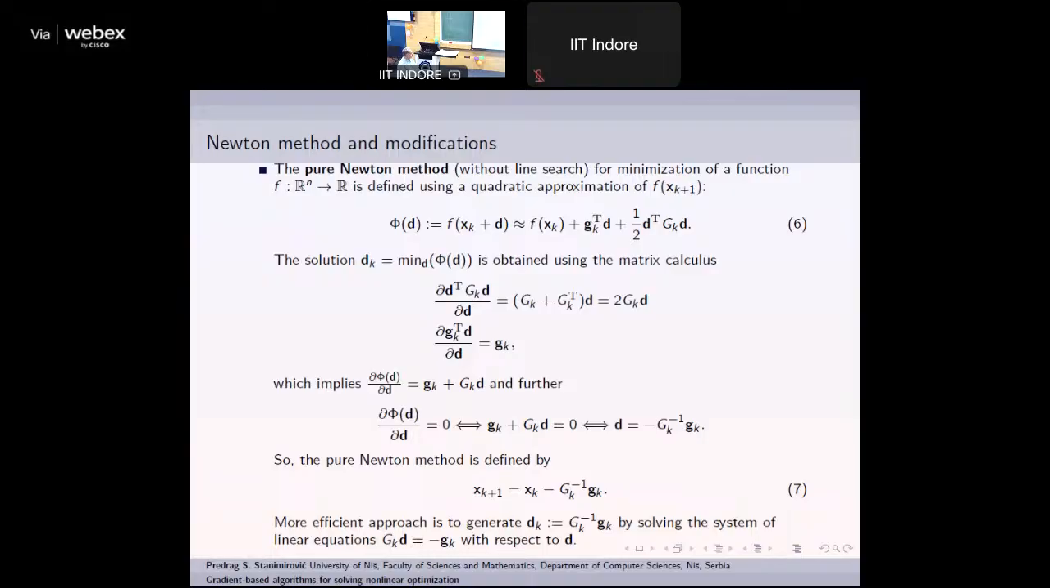It is important to mention that computing the descent direction as the product of G_k to the minus 1 times g_k, small g_k, is difficult. A much more efficient method is to solve this linear equation with respect to d and obtain the descent direction in this way.